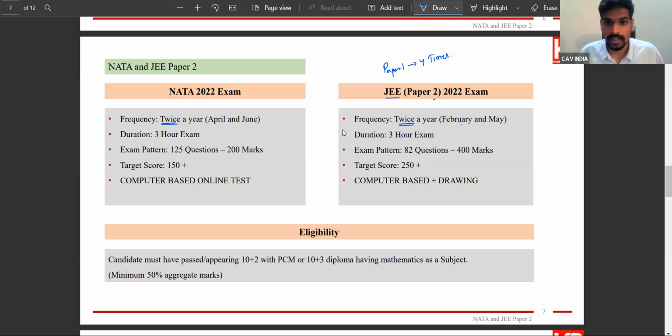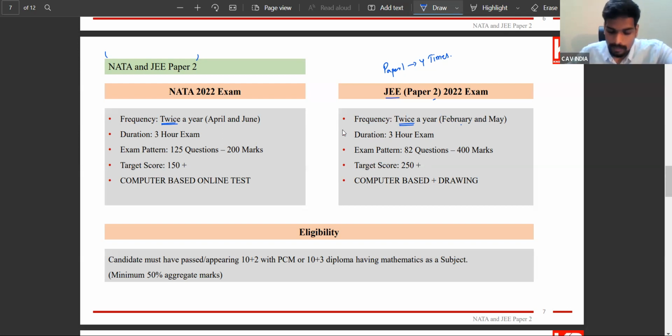The dates are not yet out. So if you're starting your preparation at this point of time for both the exams, I would say if you're preparing for architecture and planning, go for a combined preparation of both the exams. That would increase your chance of getting into good colleges for architecture and planning.